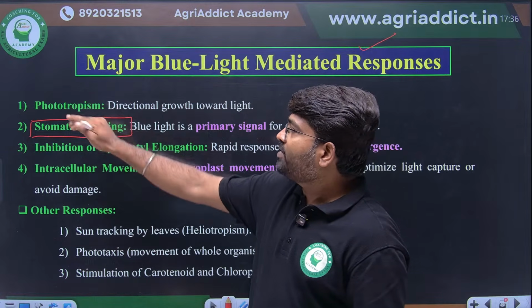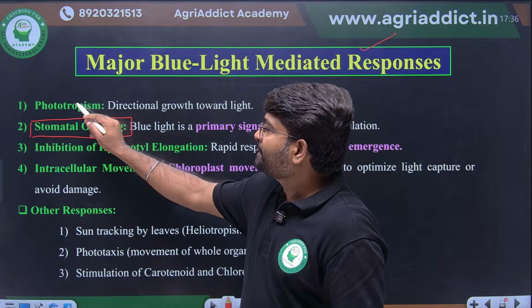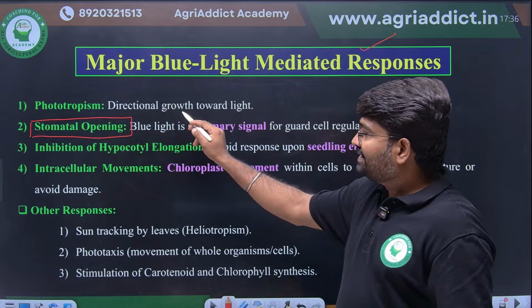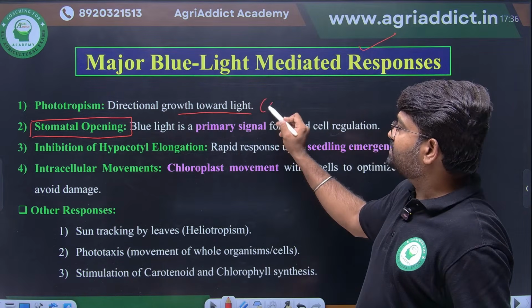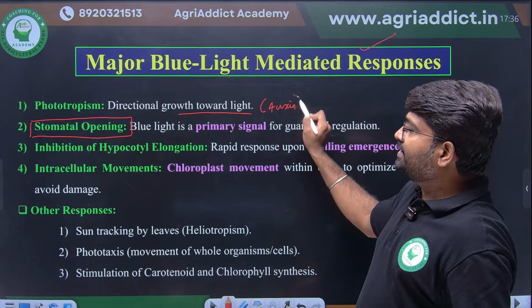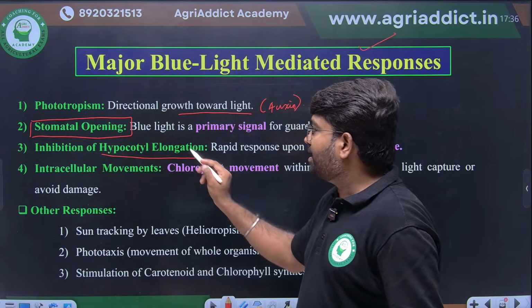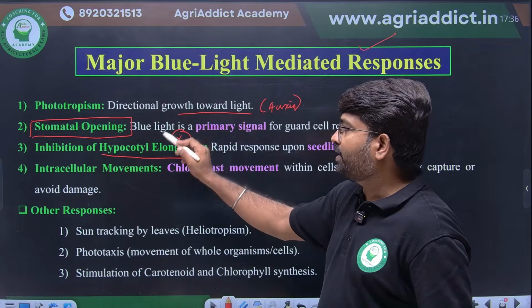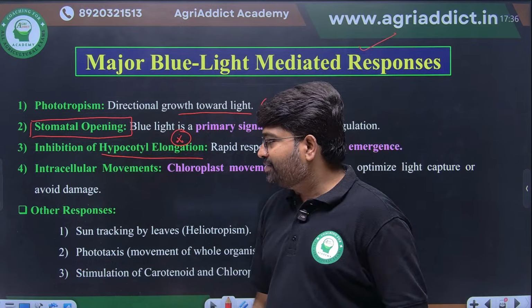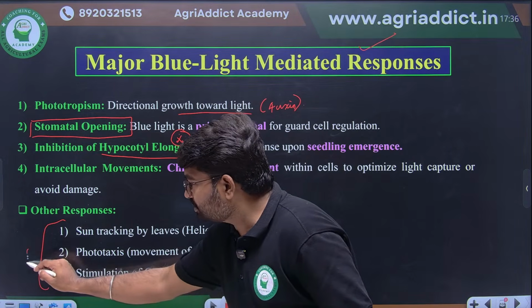Apart from that, phototropism will be there, that is directional growth towards light. Auxin also will be involved in it. Then stomatal opening, then inhibition of hypocotyl elongation. This is also another important point. Then intracellular movement will be there. Other responses are also very, very important.